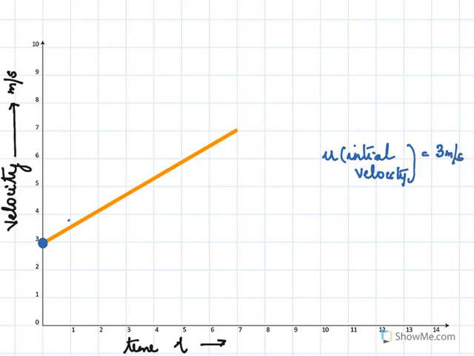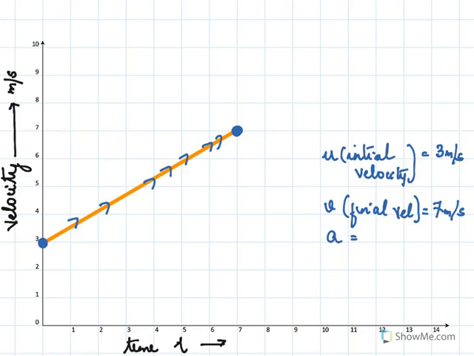The velocity of the body then slowly increases till the body reaches this point here, and the velocity here we see is 7, which is the final velocity. So the final velocity is 7 meters per second. That is an acceleration A. The velocity of the body keeps increasing, and that acceleration is called A. The acceleration in this case is constant because we see that the line is a straight line.